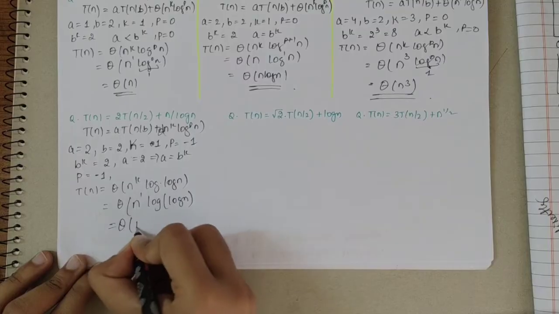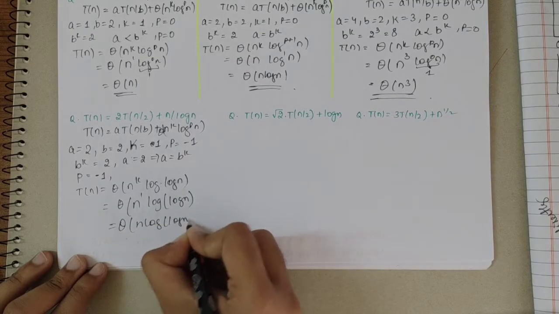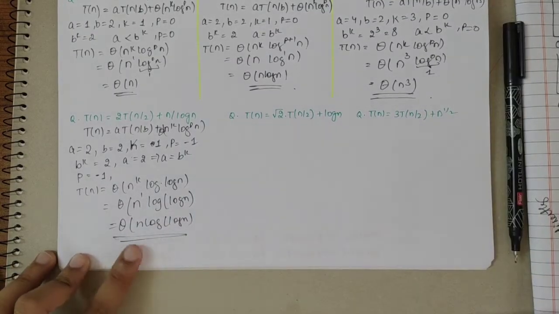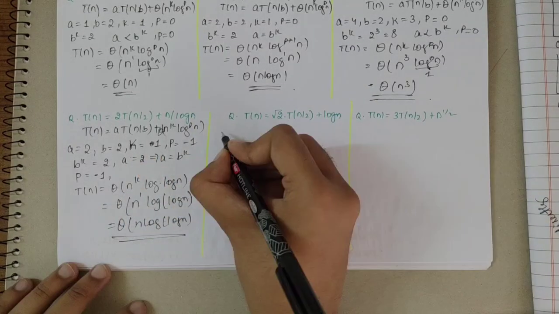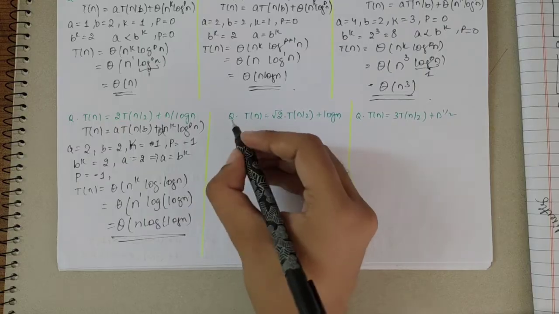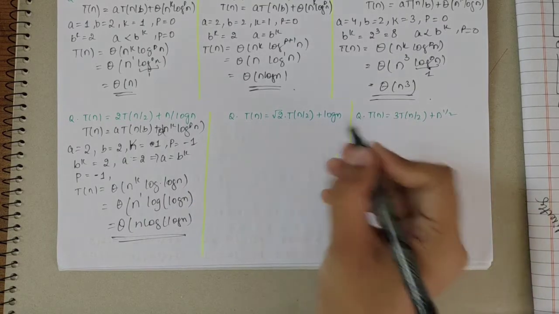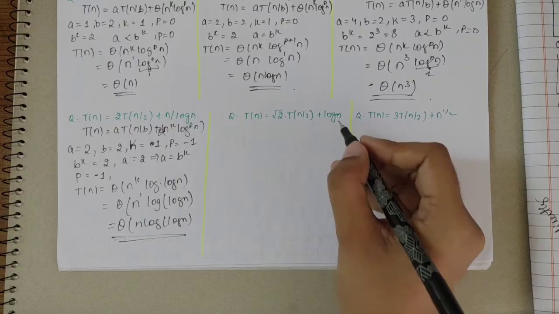So it is theta of n log log n. So this is the solution part, the complexity. Now let's look into this question. I'll directly write the a, b values, comparing this with T(n) = aT(n/b) + n^k log^p n.